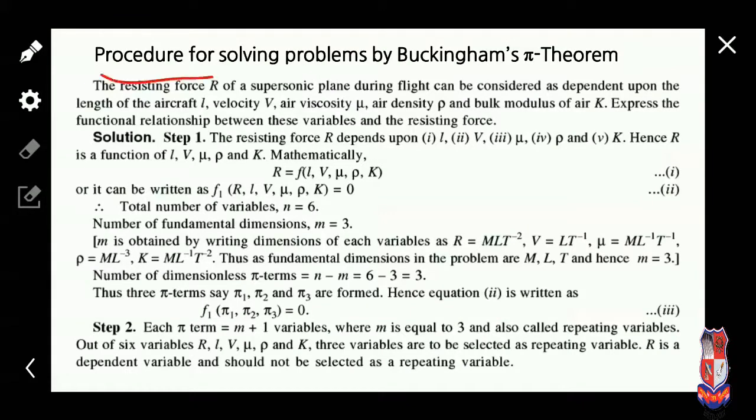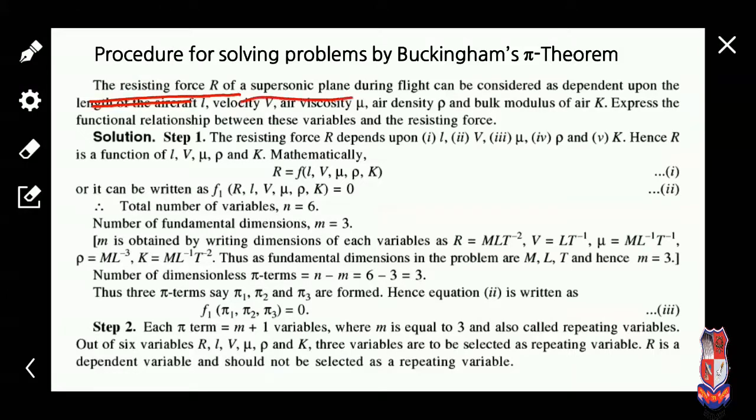Now we see the procedure for solving a problem by Buckingham's Pi theorem. Let's start the procedure. The resisting force R of a supersonic plane during flight can be considered as dependent upon the length of the aircraft L, velocity V, air viscosity mu, air density rho, and bulk modulus of air K. Express the functional relationship between the variables and the resisting force.